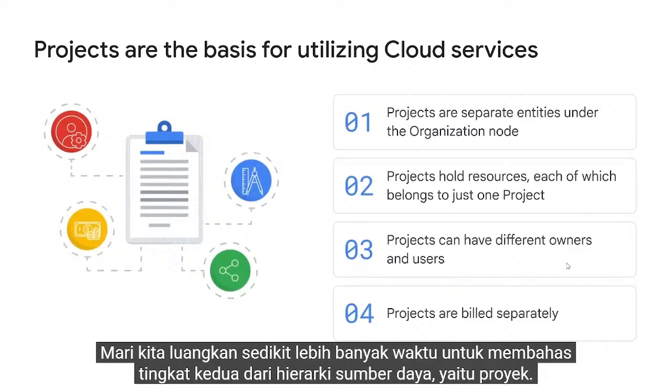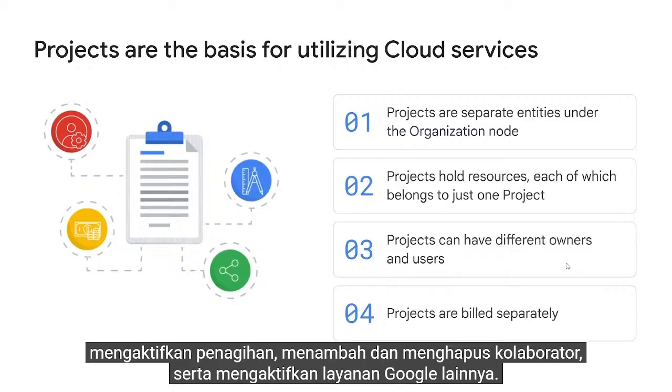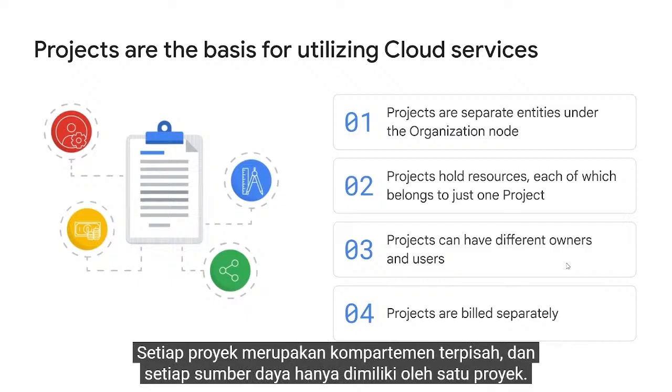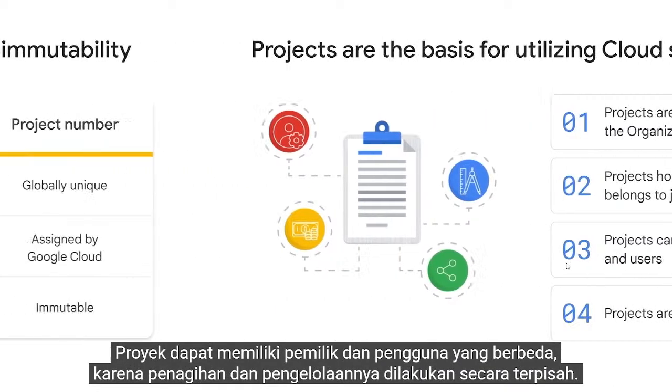Let's spend a little more time on the second level of the resource hierarchy, projects. Projects are the basis for enabling and using Google Cloud services, like managing APIs, enabling billing, adding and removing collaborators, and enabling other Google services. Each project is a separate compartment, and each resource belongs to exactly one project. Projects can have different owners and users because they're billed and managed separately.